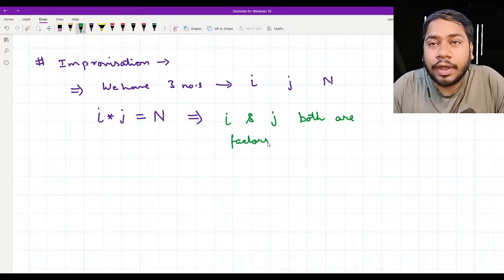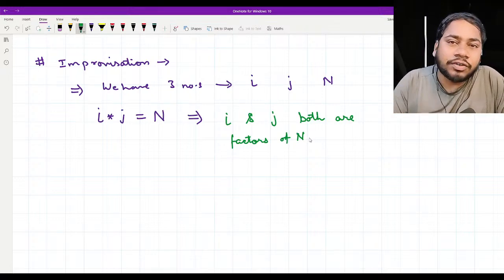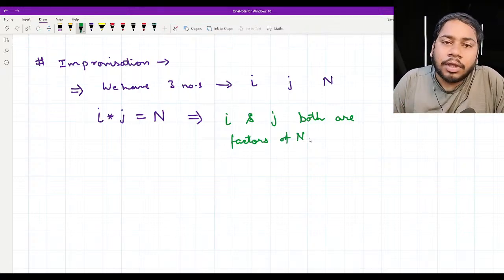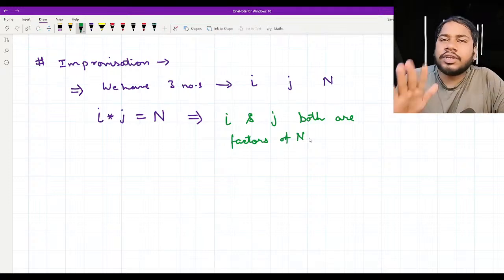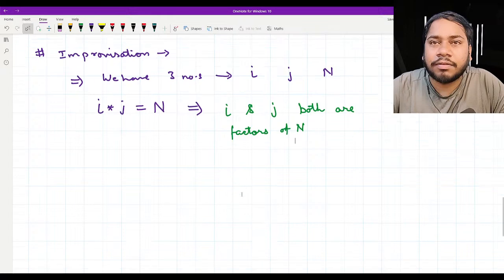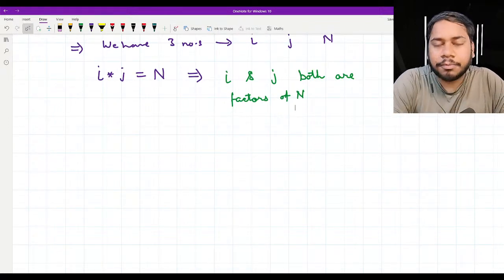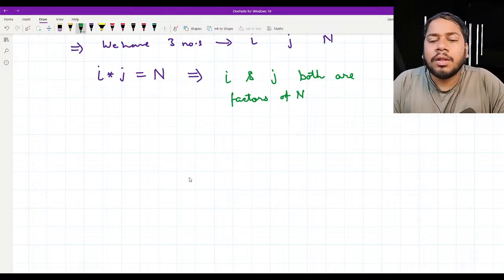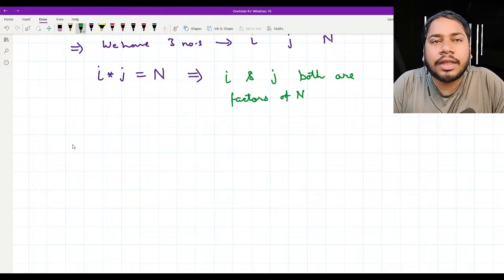factors of N. I know you understand what the optimized code for it can be, but you will not understand how we have achieved that and why. So if I into J is equal to N, then I and J are both factors. Understood? That's very simple. So if that is the case, can we have something like this?